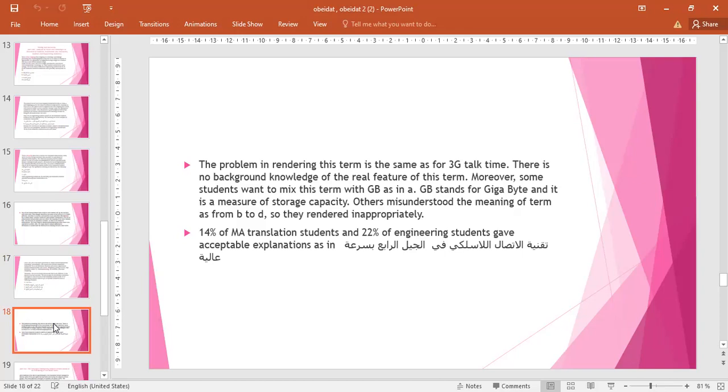40% of MA translation students and 22% of engineering students gave acceptable explanations as in تقنية الاتصال اللاسلكي في الجيل الرابع بسرعة عالية.